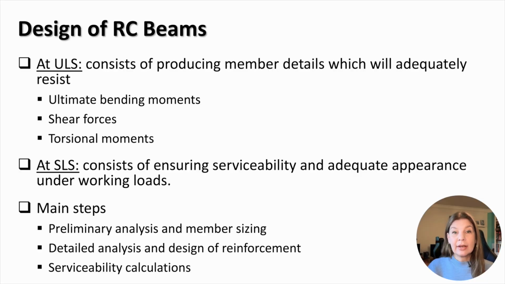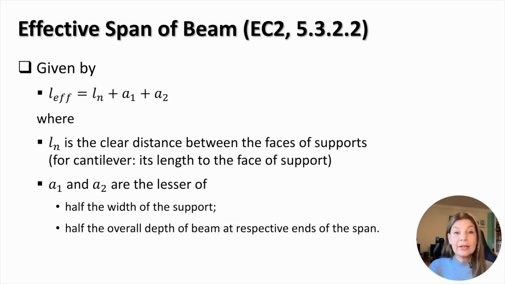The ultimate limit state design of reinforced concrete beams consists of producing member details which adequately resist the ultimate bending moments, shear forces and torsional moments. The serviceability limit state design of reinforced concrete beams consists of ensuring serviceability and adequate appearance under working loads. The main design steps consist of the preliminary analysis and member sizing, detailed analysis, and the design of reinforcement and serviceability calculations. The calculations of beam deformations at the serviceability limit state are based on the effective span.